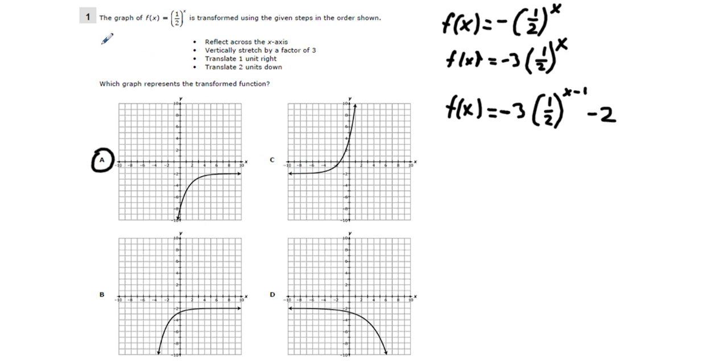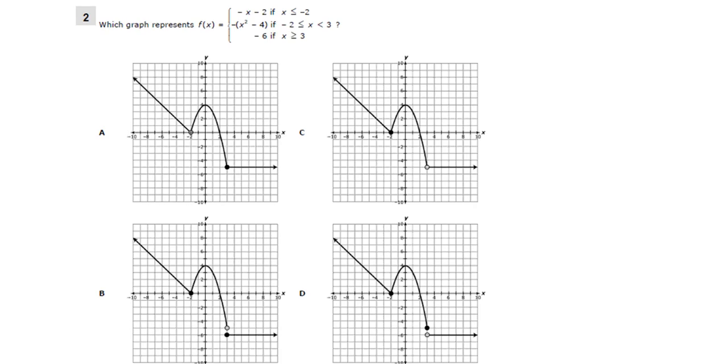Okay, let's see here. Next, 2. Which graph represents f of x equals this piecewise function here. We have -x minus 2 if x is less than or equal to -2. And so we say x is less than or equal to -2, so we're going to be looking at a closed circle at the end of this, won't we? I think that's probably going to eliminate answer choice A, if I'm not mistaken. I think all the others are still in the running.